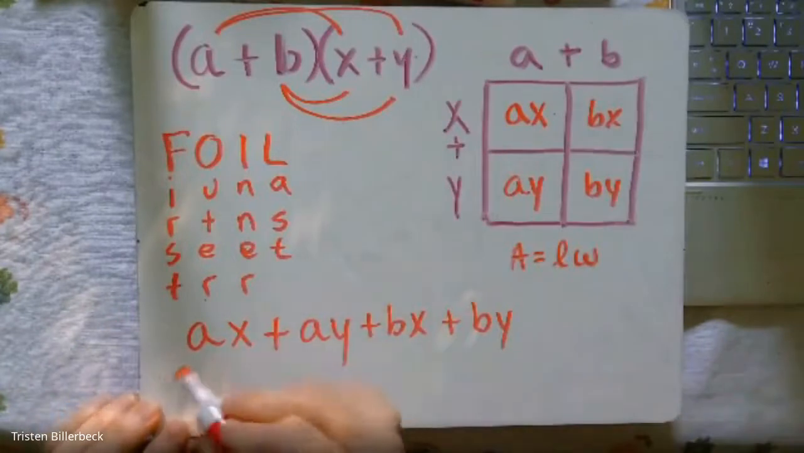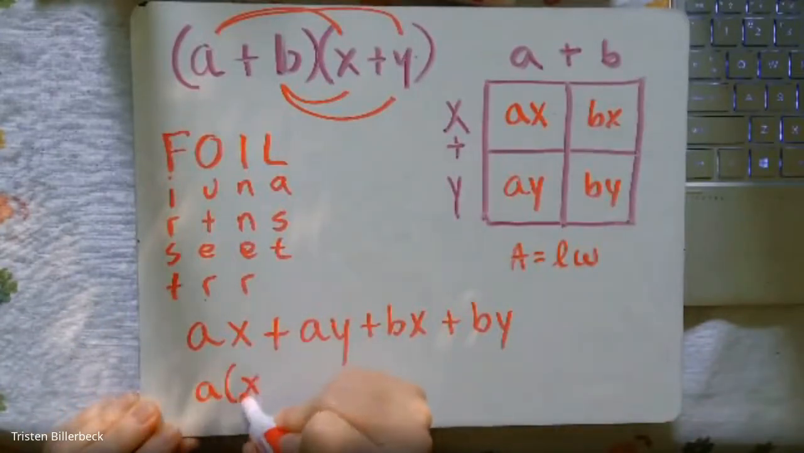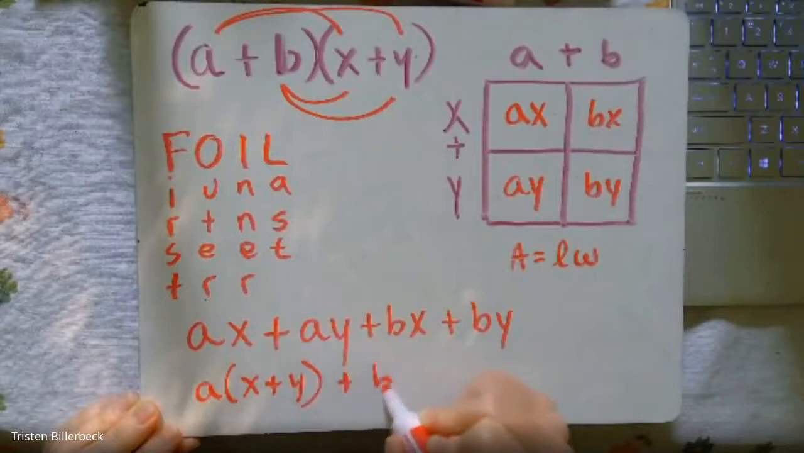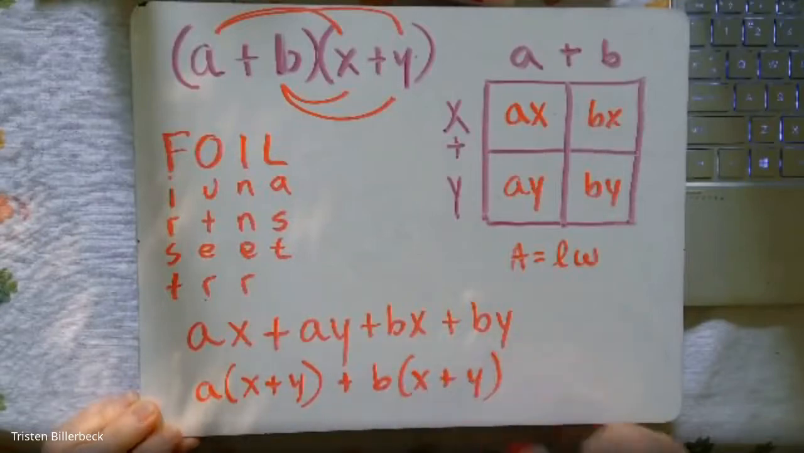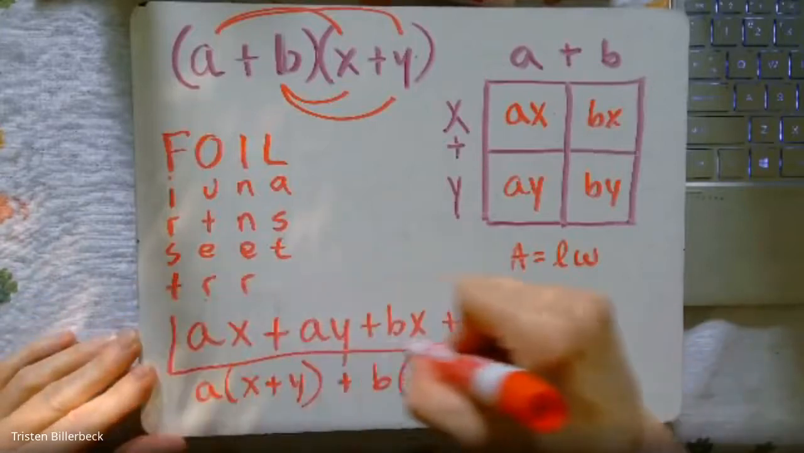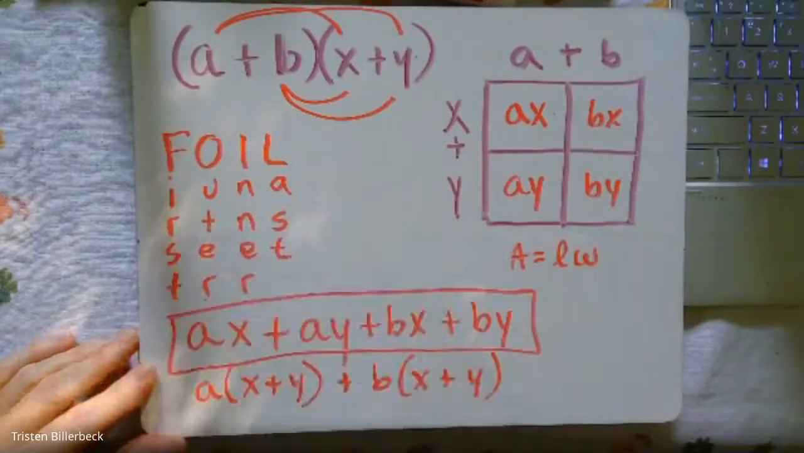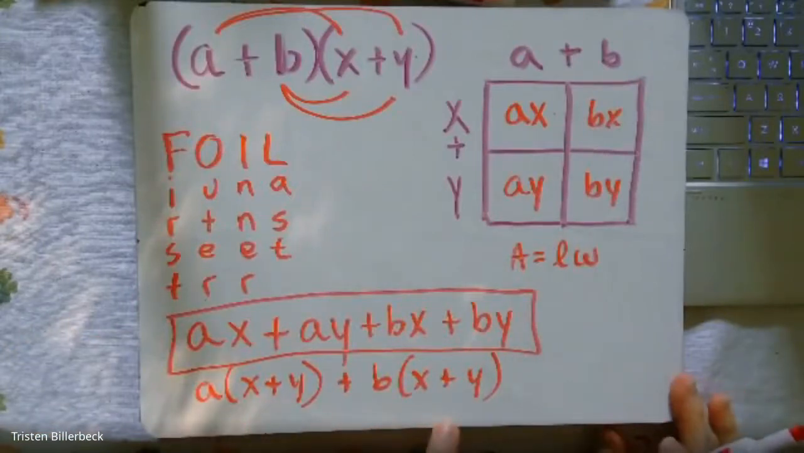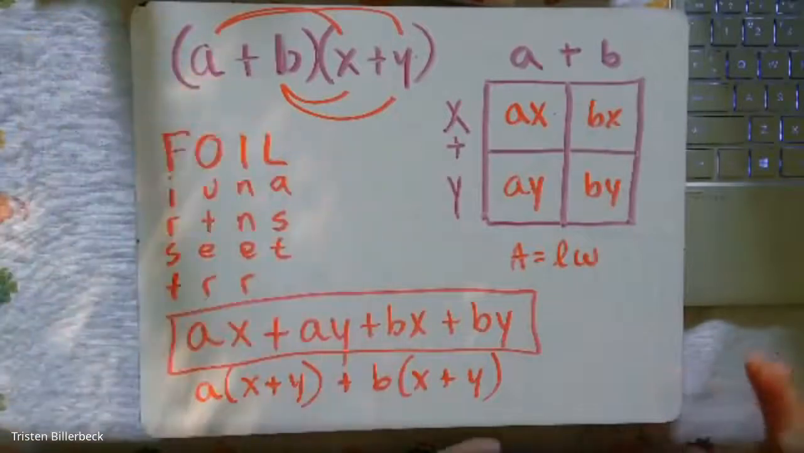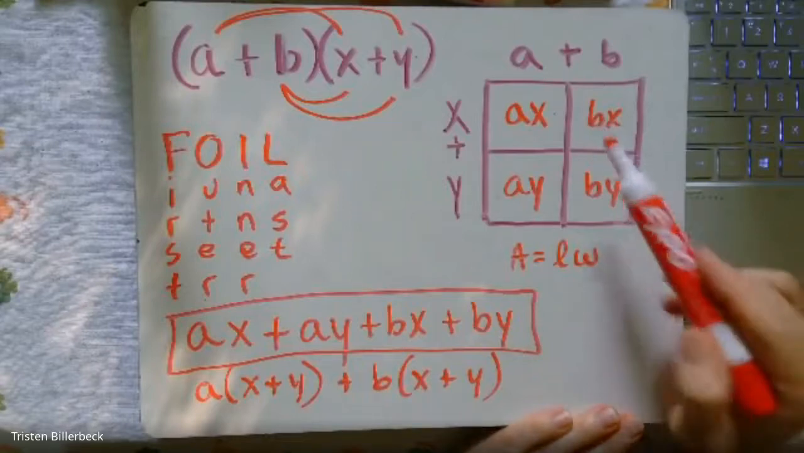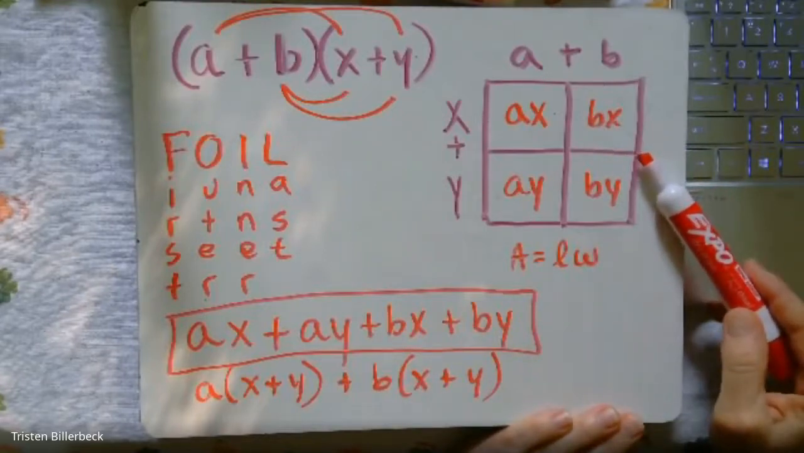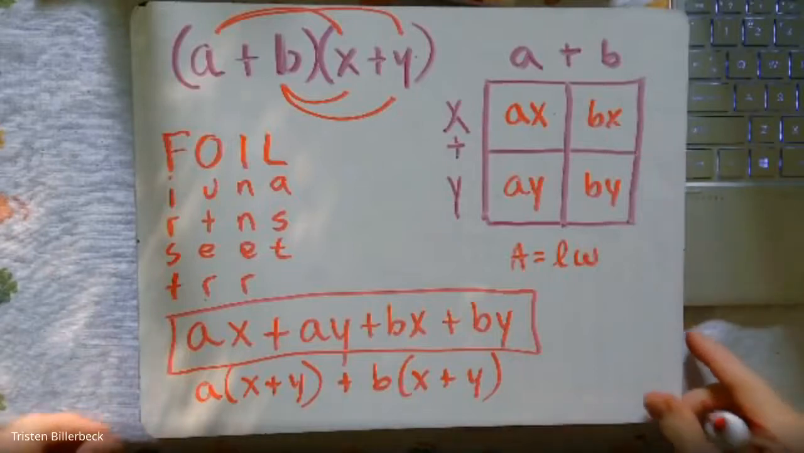You could also say, if you had a times x plus y plus b times x plus y, you could get this expression right here as well, just by distributing. So there's a number of ways you could go at this. When we start getting into more difficult expressions that we're finding the products of, or multiplying, which is another word for product, we really want to be comfortable with this box method. It's going to be very much easier to use than the FOIL. Just saying.